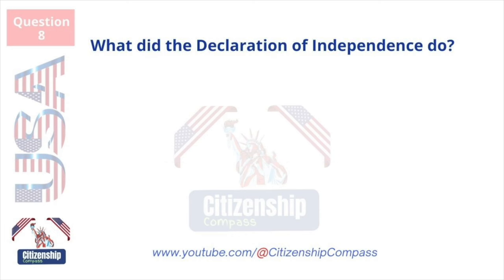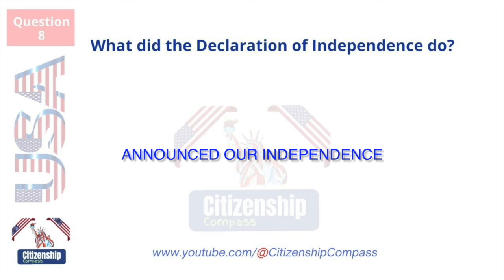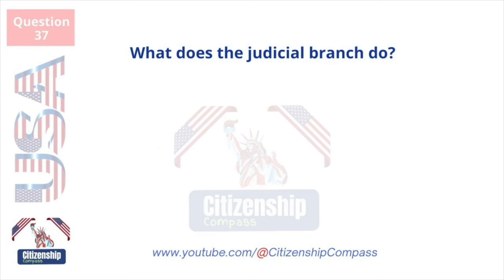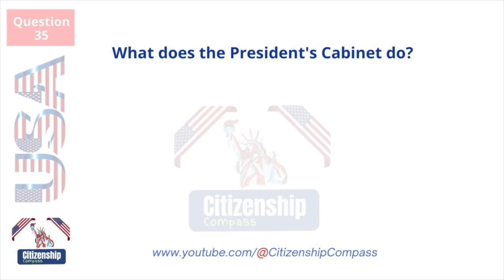What did the Declaration of Independence do? Announced our independence from Great Britain. What does the judicial branch do? Reviews laws. What does the President's Cabinet do? Advises the President.